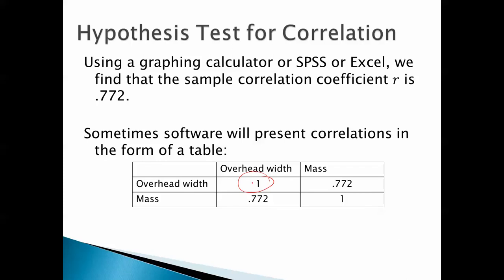Sometimes software will present correlations in the form of a table. The correlation between width and width is 1, and the correlation between mass and mass is 1. That's obvious because if you know the mass, you know the mass. The correlation between mass and overhead width is 0.772, and vice versa.